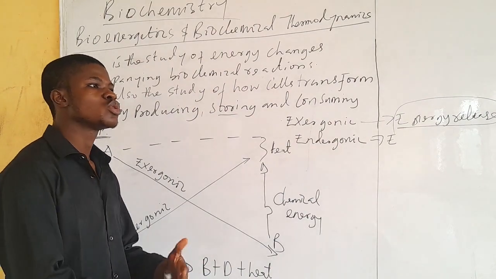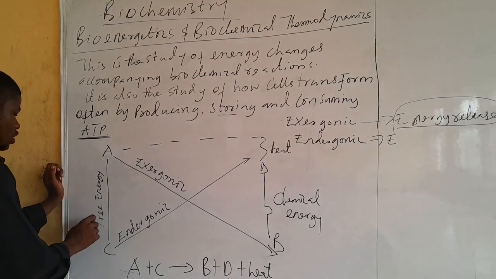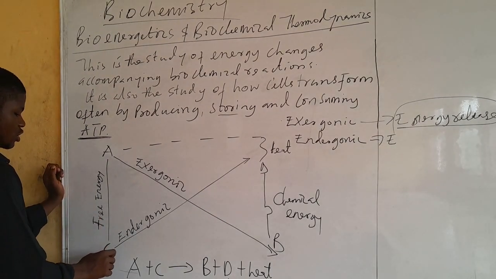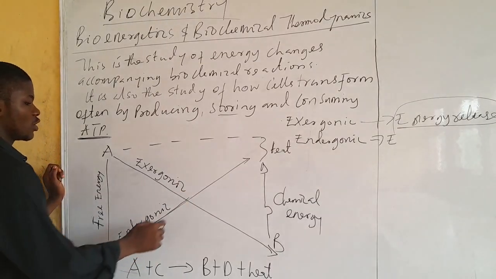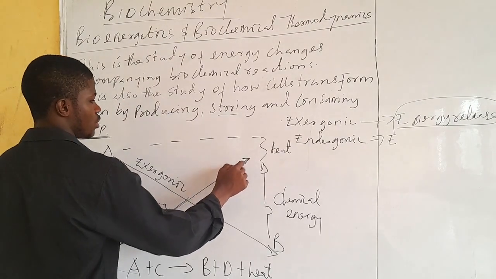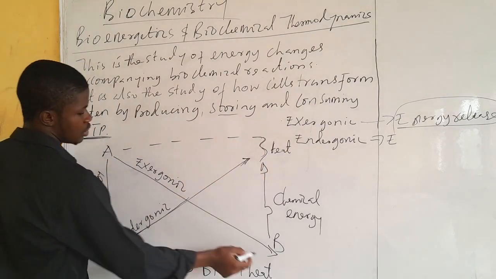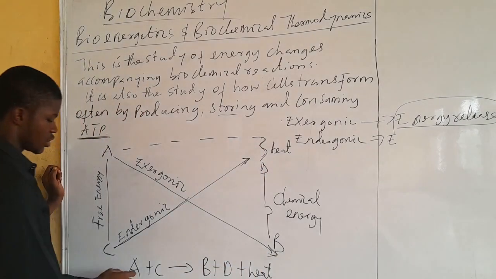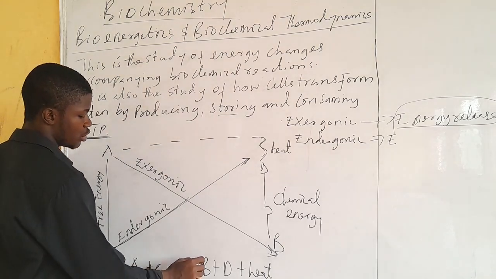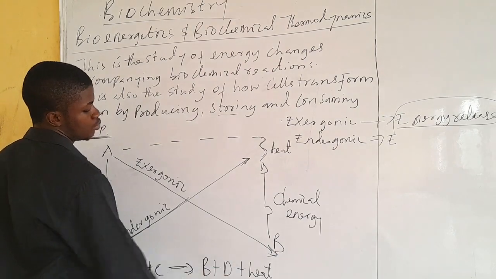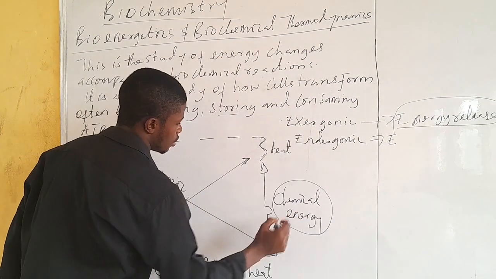It consumes energy. Now this is a step. This is free energy. You can see the step. Endergonic consumes energy, heat. Exergonic. Now look at the summary. A plus C, you give B plus D plus heat. And this is chemical energy.